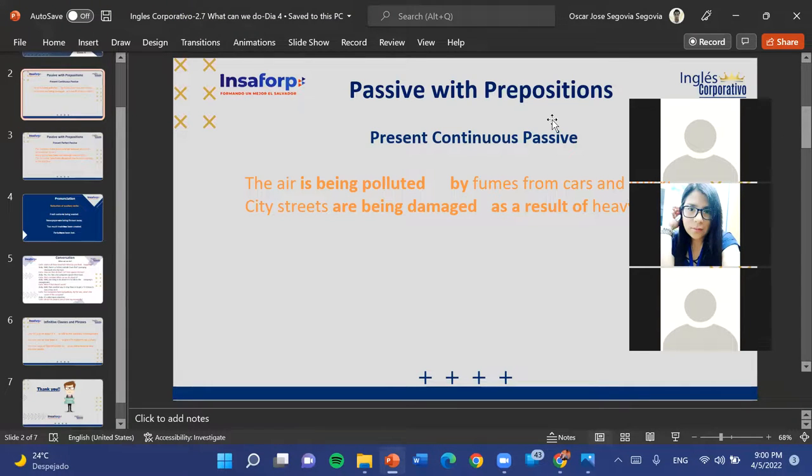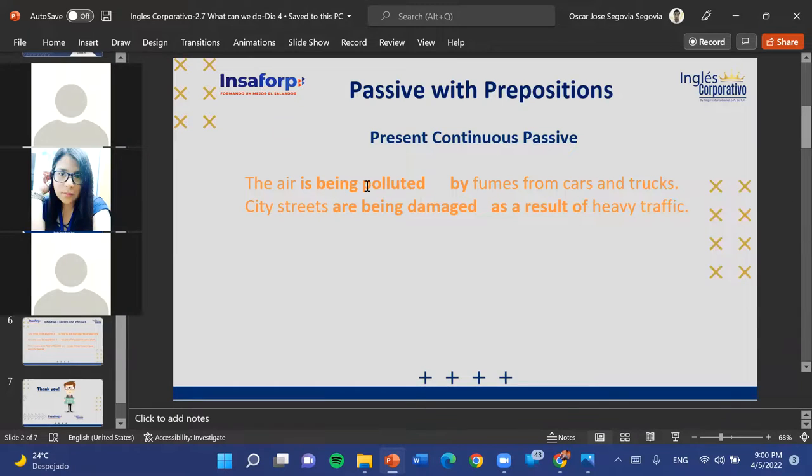section number one. Now, we only have a couple minutes more to complete the rest of the class. So we're going to be talking about this. Remember, this is the topic we had last Friday. We're going to mention some of the examples we have over here and how and when we're going to use the present continuous passive.